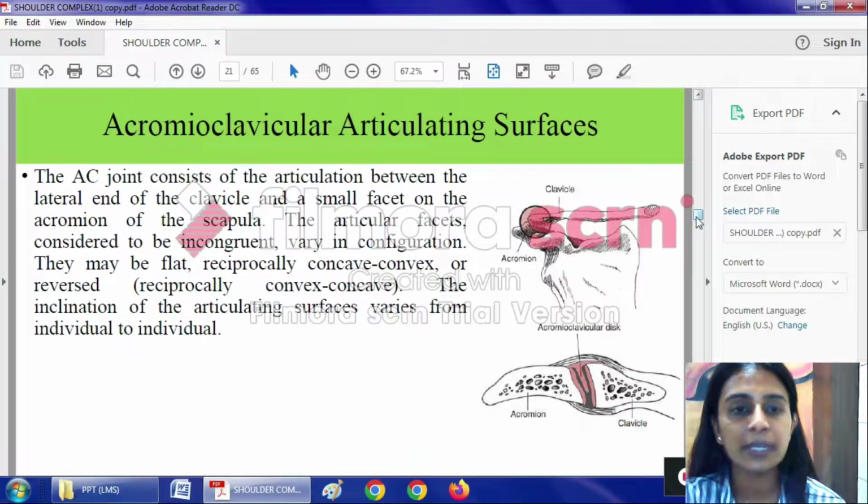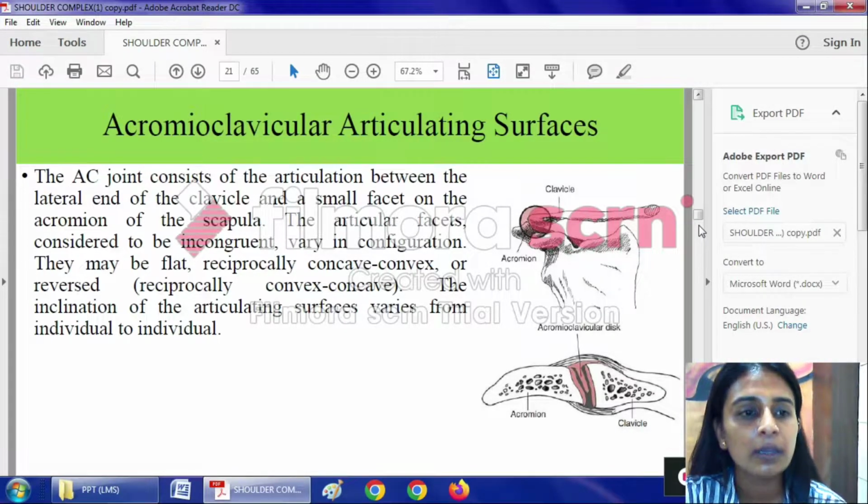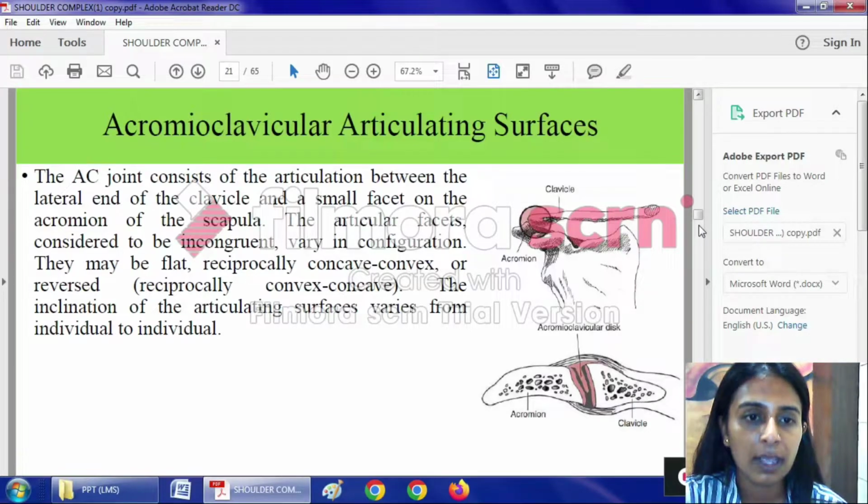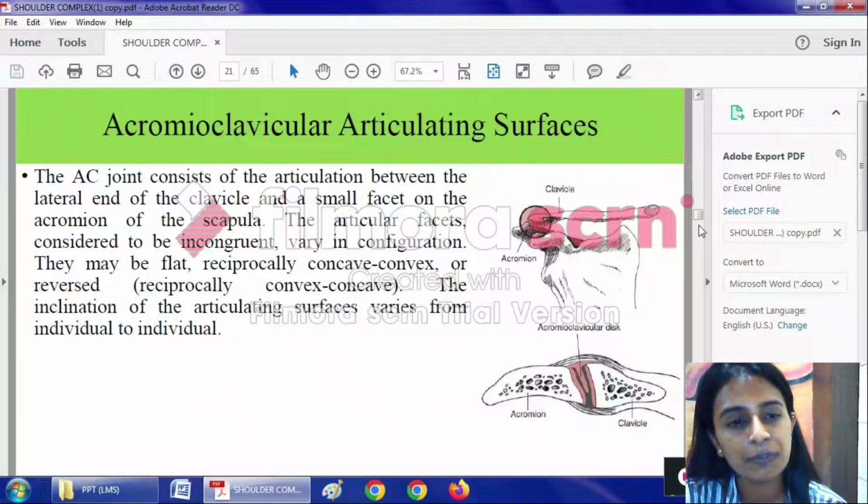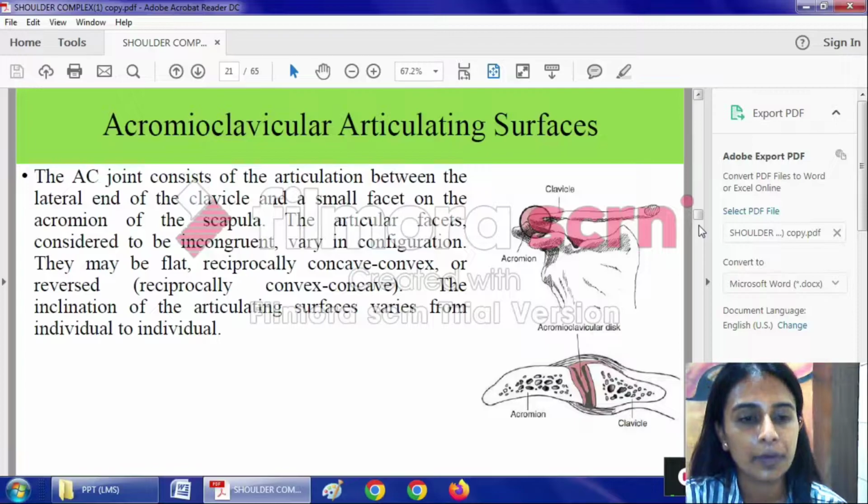The acromioclavicular articulating surfaces. The acromioclavicular joint consists of articulation between the lateral end of the clavicle and a small facet on the acromion of the scapula. The articular facets are considered to be incongruent and vary in incongruity. They may be flat, reciprocally concave, convex, or reversed. The inclination of the articulating surface varies from individual to individual.